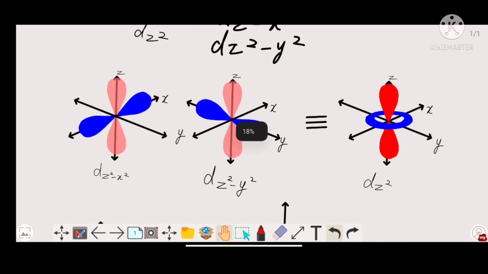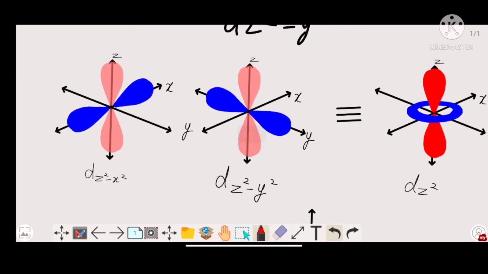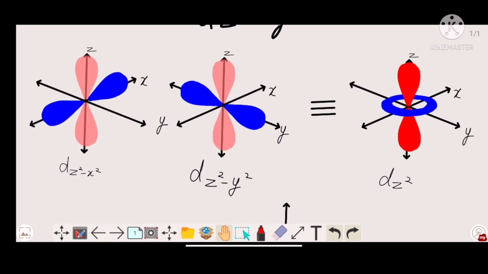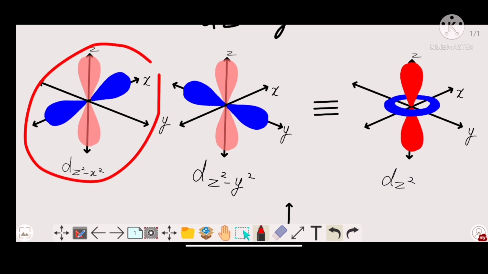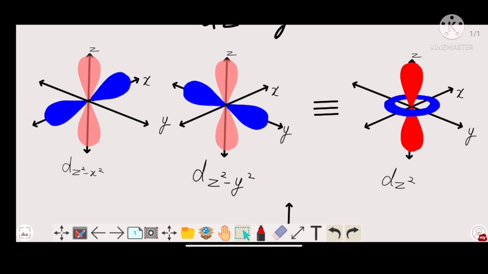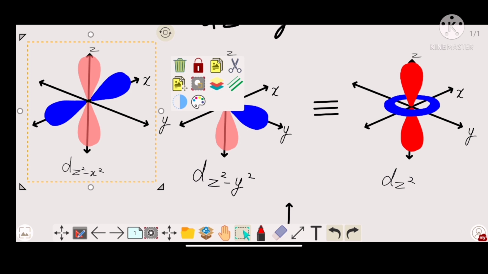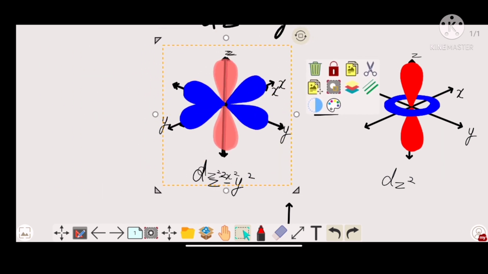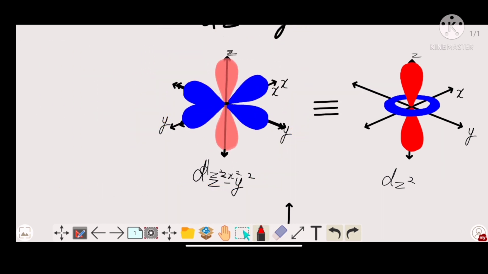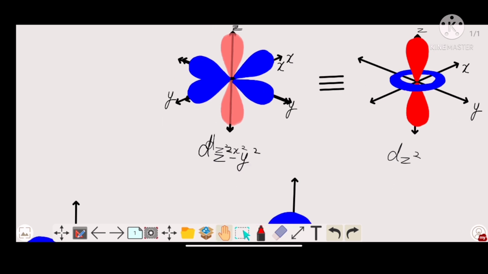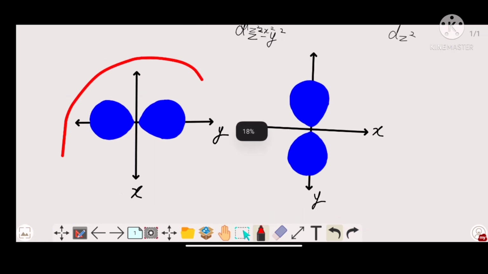According to the linear combination of atomic orbitals, we consider psi1 the wave function of this orbital and psi2 the wave function of this orbital. When we combine them together, we will get the dz² orbital. Now this and this, dx²-y² will combine with this. Now what will you get? This figure. This is equivalent to the dz² orbital. Let's see this from above.